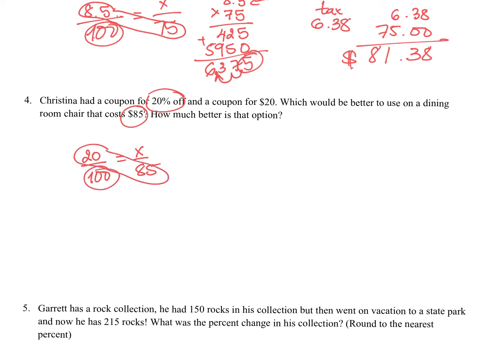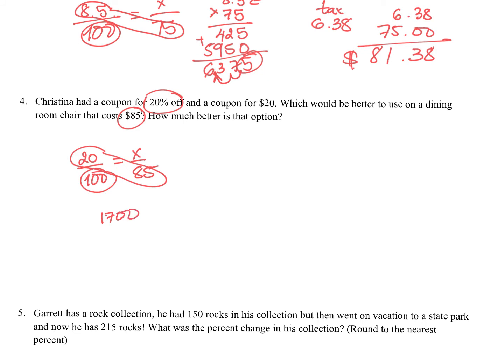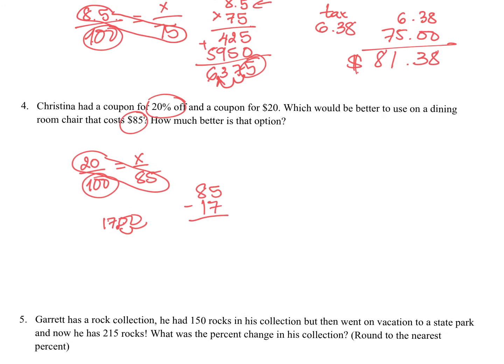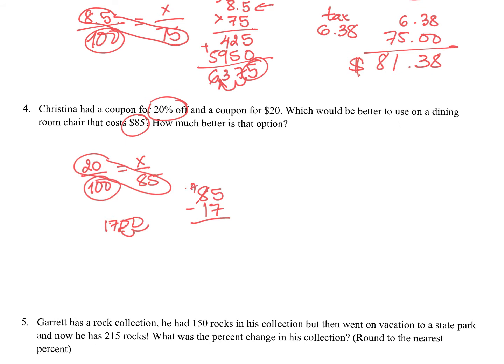So 20 times 85 is 1,700. And then if you divide it by 100, it will be $17. Now she used a coupon, so the chair will not be $85. It will be much cheaper, right? So you save $17, so you subtract 17. So you're gonna borrow, this becomes 8, this will become 6. So this will be $68. Okay, that's the 20% off.